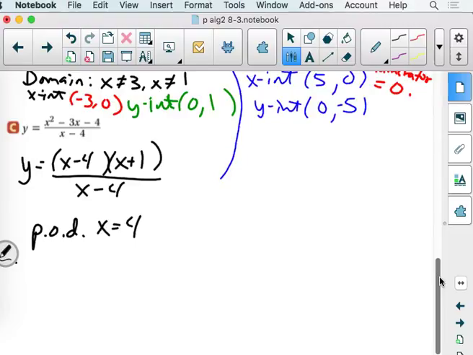Is it a hole? It's a hole. Why is it a hole? It will be removed. It will be canceled. This can cancel out. It is a hole. It is removable. But it's also something we have to leave.